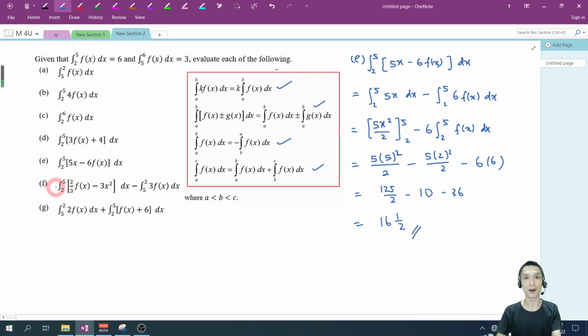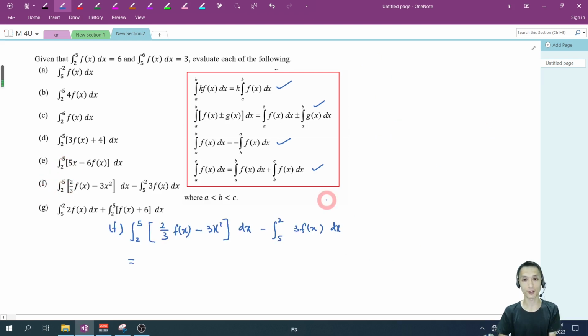Now let's proceed to part F. The question here is quite long. If you worry that you will make a mistake, you can solve this part first, then solve this part, then only combine them together. Here I'm going to break it into two parts. 2 over 3 f of x dx. From here I break it into two parts. This one is just copied, minus, and you have a constant, you can bring the constant out.